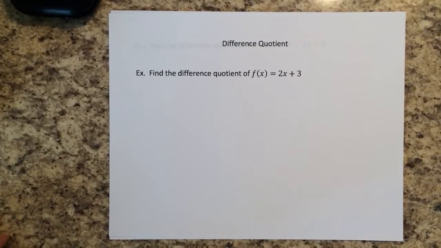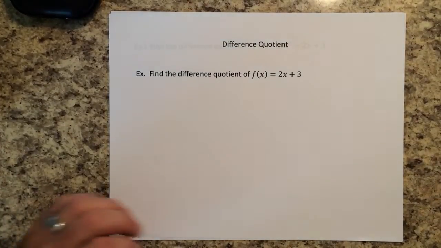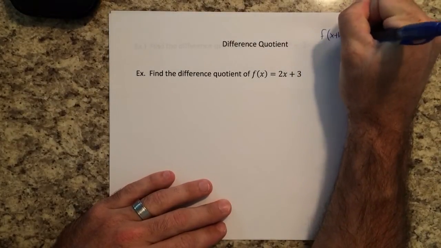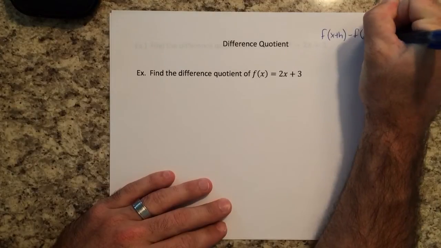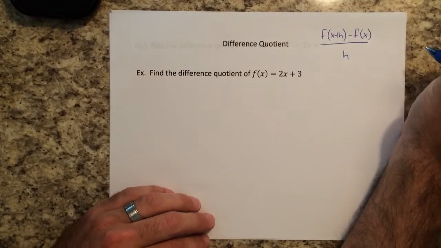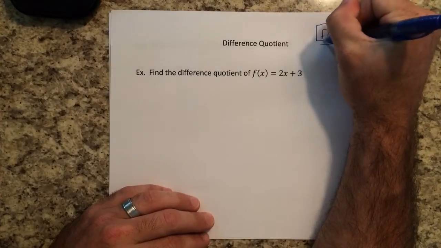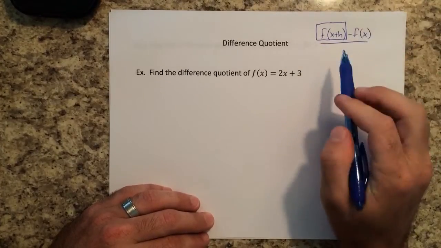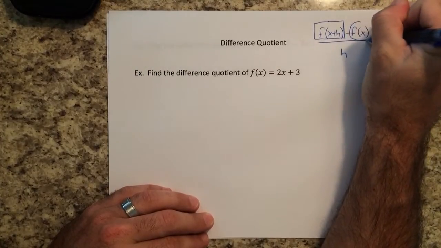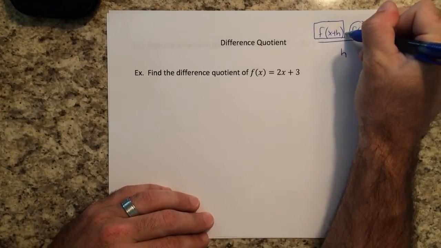Hey class, in this video we're going to look at the difference quotient, which is the formula f of x plus h minus f of x all over h. So if I think of this formula, we have two parts. The first part is f of x plus h, and the second part is minus f of x.